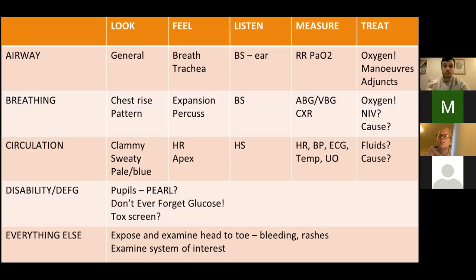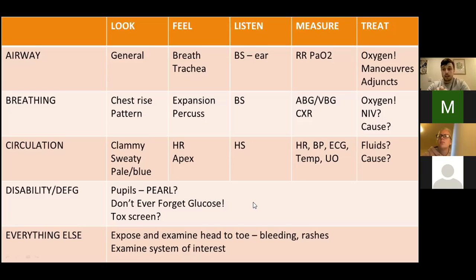In terms of circulation, if the patient looks pale, blue, sweaty, or clammy, you go on to assess the heart rate through palpation, feeling for an apex beat, any heaves or thrills, feeling for a pulse, commenting on the rate, rhythm, and volume of the pulse, and then listening to the heart sounds. You can do some bedside tests: a blood pressure, an ECG, a temperature, a urine dip if necessary, and then treat with fluids if the blood pressure is low.